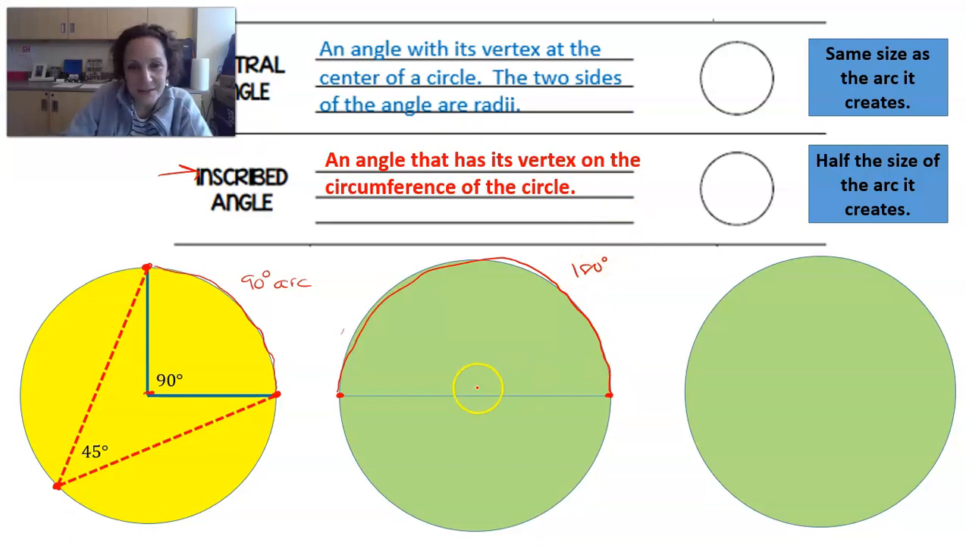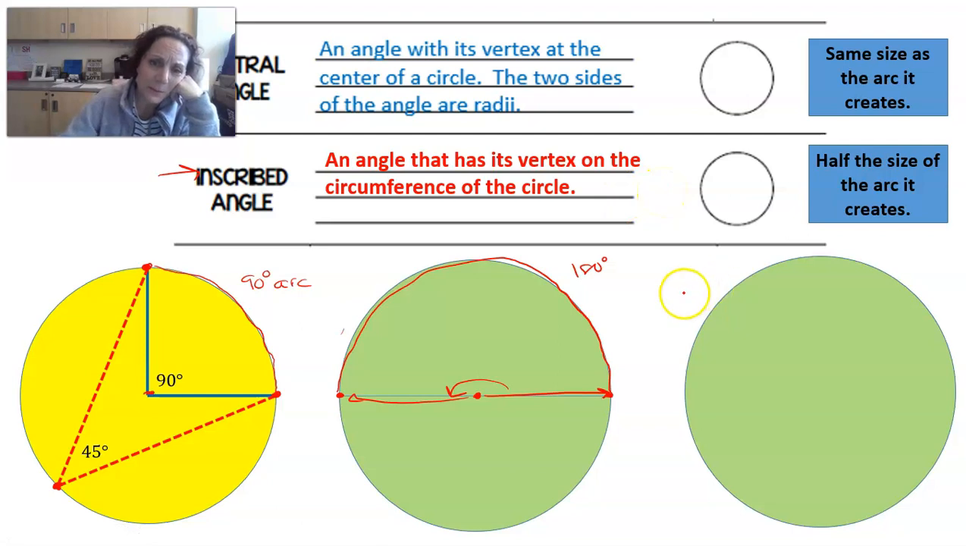So look, here's the central angle that's creating that 180-degree arc. It's a 180-degree angle creating a 180-degree arc. But watch this. I'm going to create an inscribed angle that's going to create that same 180-degree arc. Now let's think about this. The inscribed angle is going to be smaller, and it's not just going to be regular smaller, it's going to be smaller by half. So an inscribed angle that creates this arc is going to be half of 180, or exactly 90. So look at this cool angle, right?